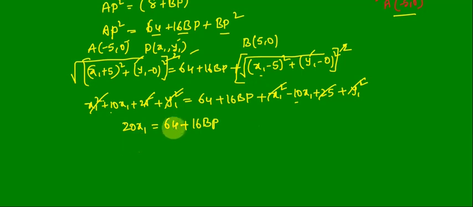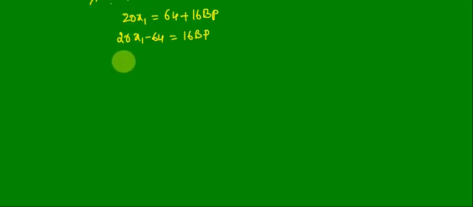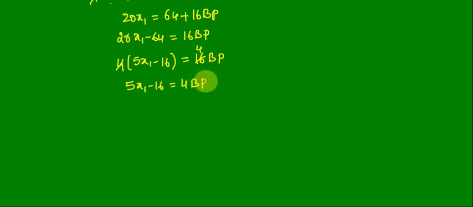So now I'll bring this 64 to the left hand side. This will become 20x1 minus 64 is equal to 16BP. Okay, now if I take 4 common, then inside it will be 5x1 minus 16, since 4 times 16 is 64, and the right hand side is 16BP. Now when this 4 comes to the other side, it will get divided by 16. Then what I am left with is 5x1 minus 16 is equal to 4BP.